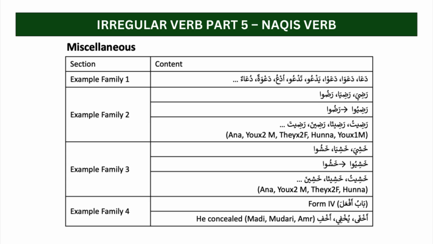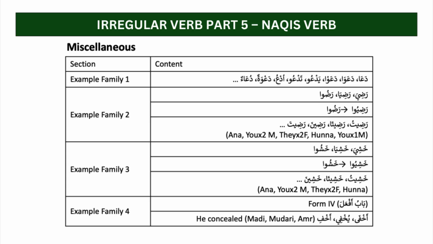Again, we see the same kind of pattern. Forms like kashia, kashia, kashu, and the change from kashiu to kashu, then forms like kashitu and kashina. So students should notice that when extra endings come, the weak final radical may again cause contraction or reshaping.